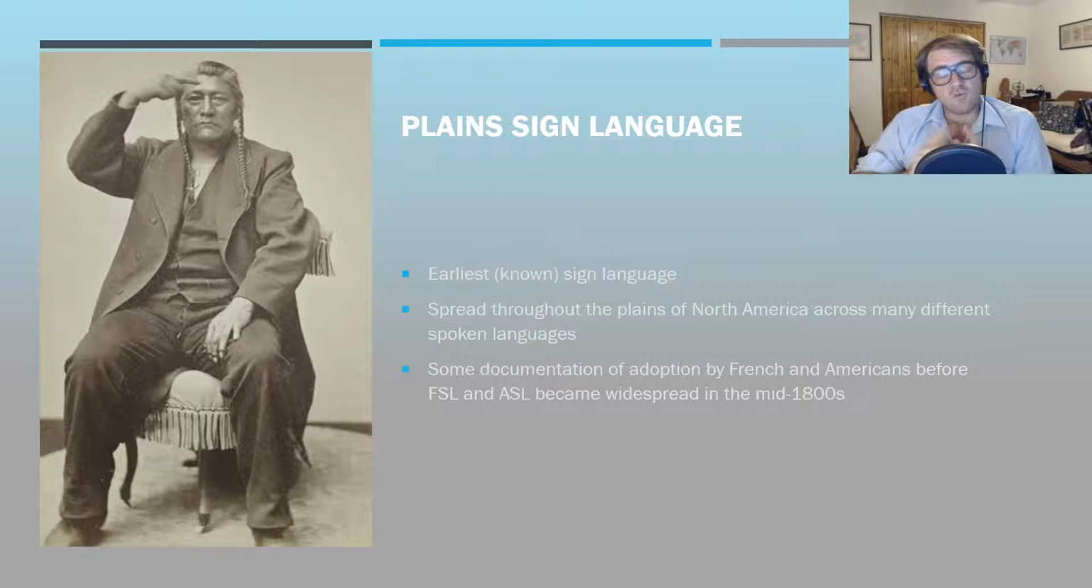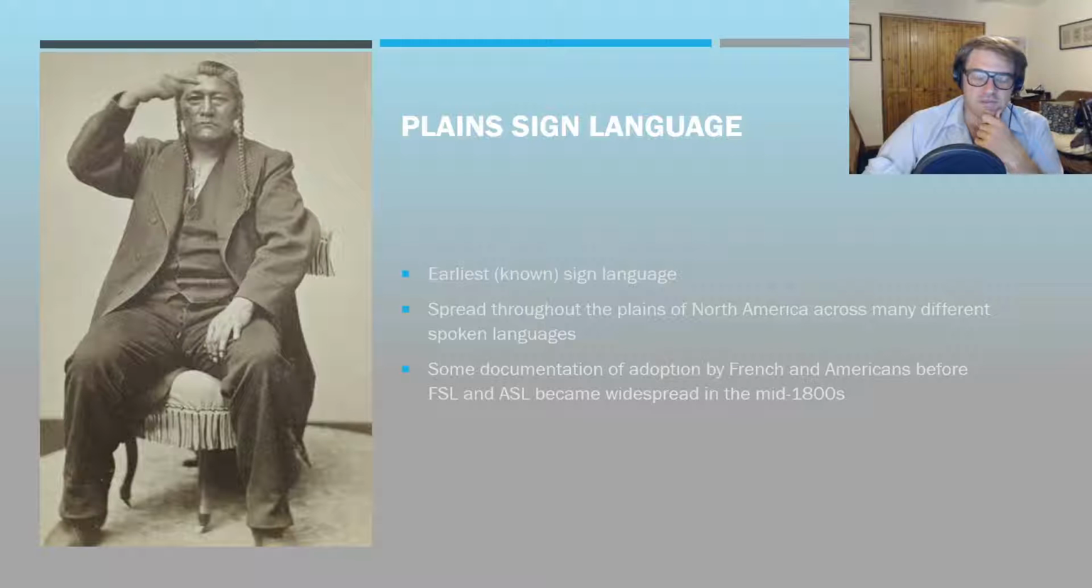So these tribes couldn't necessarily communicate with each other verbally, or with written language, because they had different verbal and written languages, but they all used the same sign language. One of the reasons, possibly, I mean, we never know exact histories for all these things, but a likely reason for the widespread use of Plains Sign Language is trade.